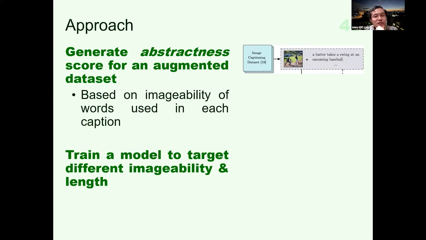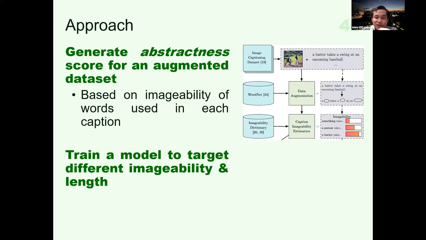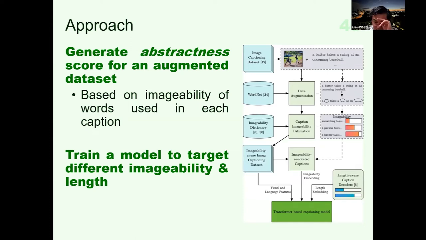And then for each of the training captions, we made a method to give an imageability score for each sentence. It's not per word. Based on the word imageability, we made a method to calculate the sentence imageability. That is done automatically based on the dictionary, and in case some words are missing, you can also use the estimated ones. In that way, we can make a data set that has an abstractness score plus a caption. So WordNet makes a more abstract caption from a given caption, and then we label the sentence imageability. After that, we have the data set.